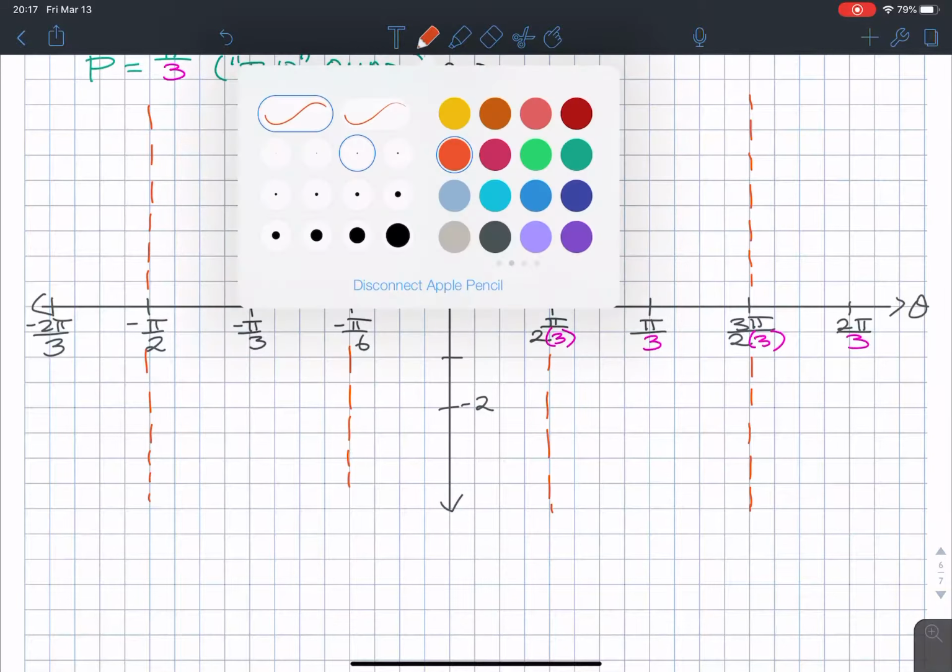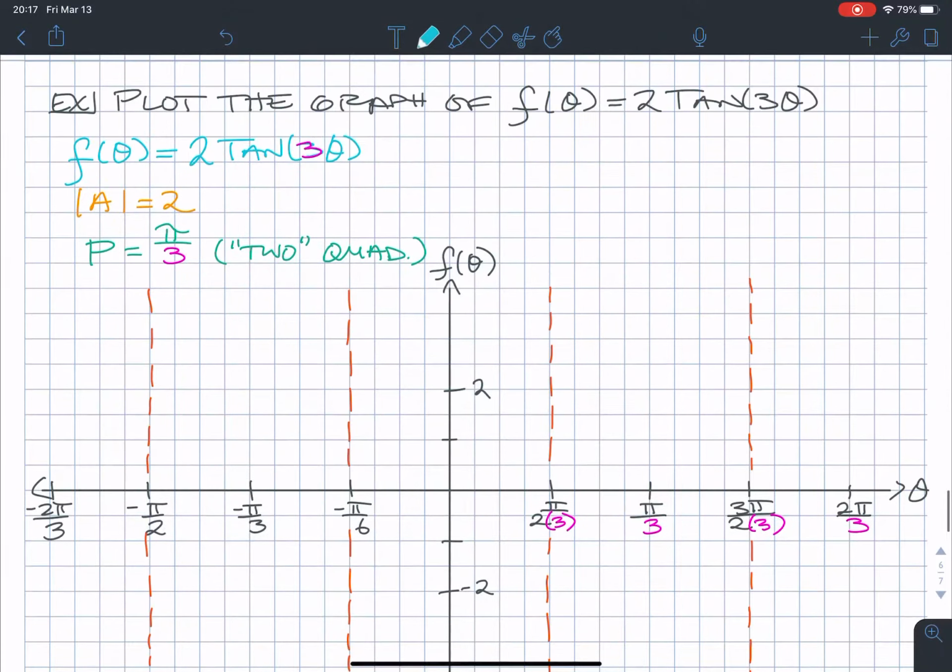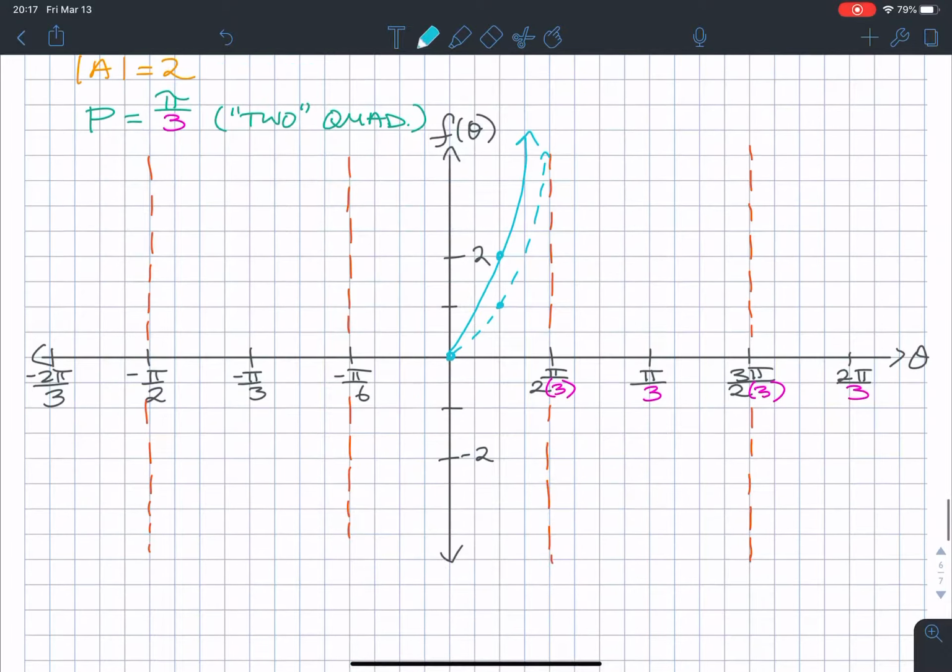And I know that tangent of 0 is 0. So I start at 0. Normally, halfway up I would go to 1, and then I would approach the asymptote. However, it's twice as tall, so that means this is just going to be stretched by a factor of 2 vertically. So similarly, I would normally start at -1, 0, and 1 for tangent.